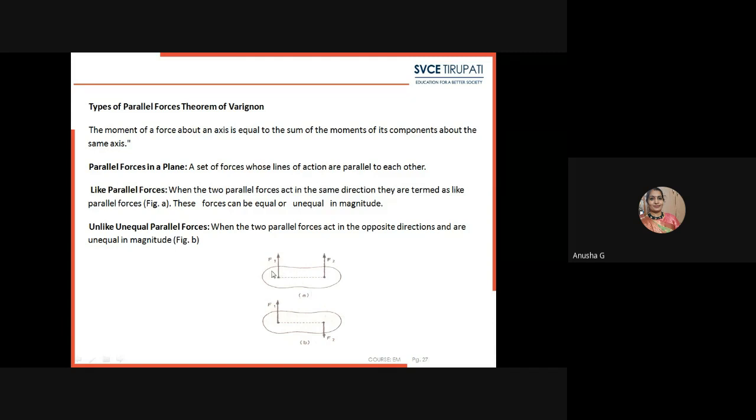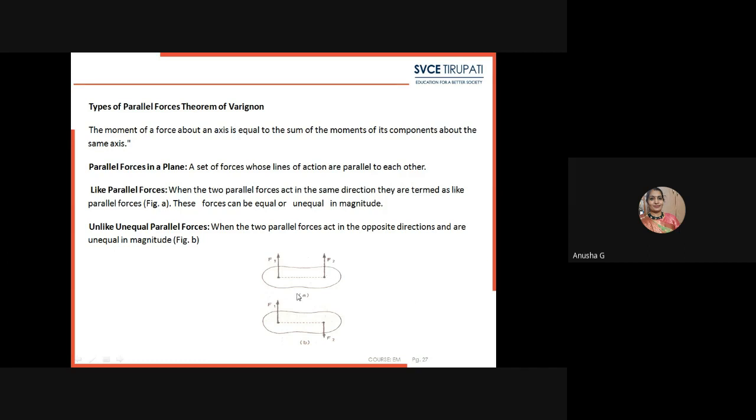Similarly, here you can observe parallel forces in a plane. A set of forces whose lines of action are in the same plane and parallel to each other. You can observe here that F1, F2, F3, F4 all act in the upward direction, parallel to each other, with the same direction of action. This is called the parallel force system.